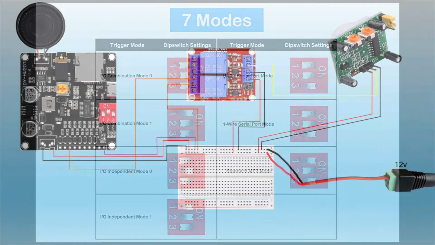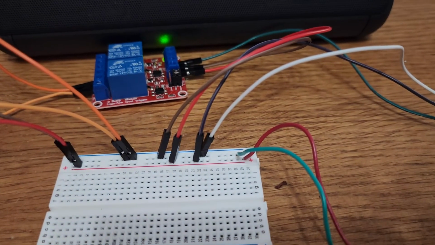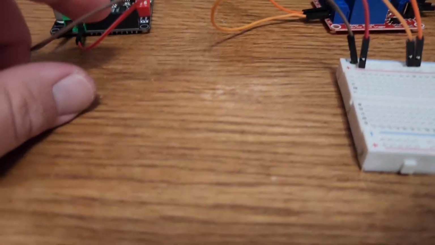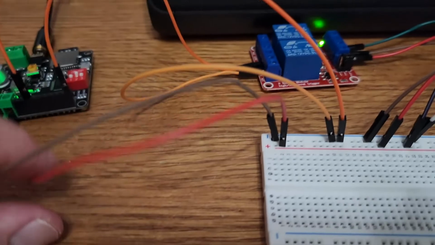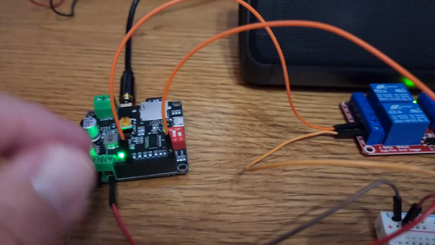We're going to stick with independent mode zero and try a relay. I'm using a 2-channel relay because it's the only 12-volt relay I have, and I want to power everything from one 12-volt source. 12-volt is the absolute maximum you want to put through the PIR motion sensor, and the MP3 board is compatible with 12-volt, so this actually works pretty well.